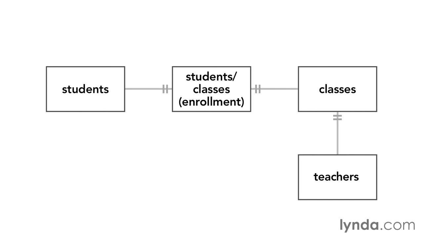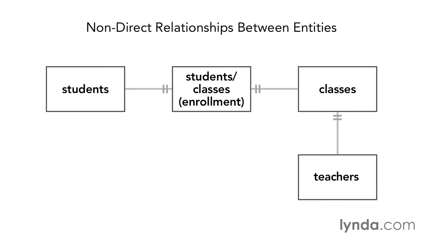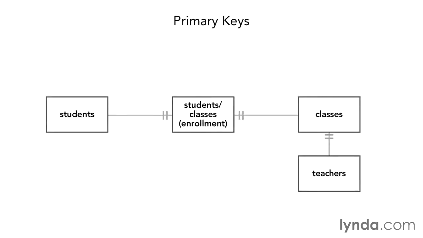Now, although relationships are not drawn directly between the students and teachers tables, these tables are still related through a chain. For example, a student could enroll in a class that's taught by a teacher. Therefore, that student is indirectly related to the teacher through this chain. Now, once our relationships are in place, we can now determine which tables need primary keys and then foreign keys. But let's start first with the primary keys.